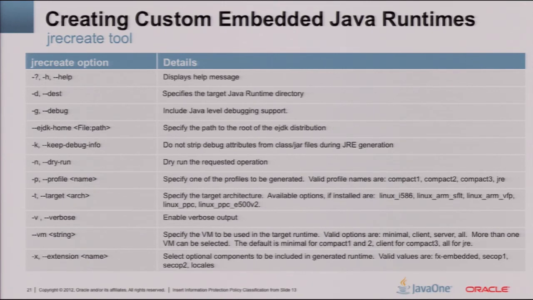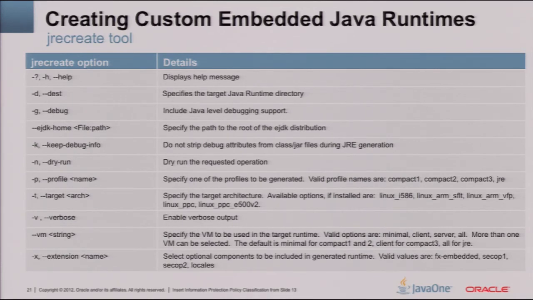And so by default, if you ask for some of these smaller profiles, we're going to strip out as much as we possibly can to get it small. But you can put it back with this option. The -D, the destination, just specifies where you want to write the output to. JDK home will default to where you're running the JRE Create from, but you might want to pick a different one for different versions. If you want to, we strip out the debug information.